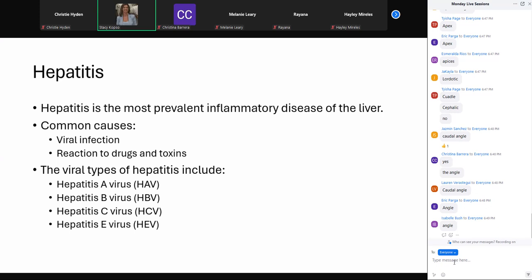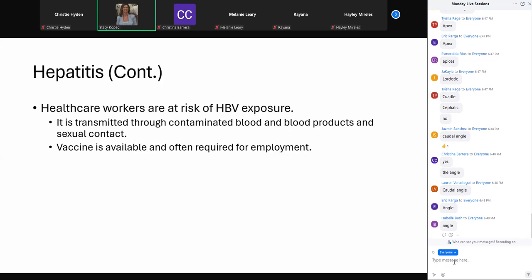Hepatitis, the most prevalent inflammatory disease of the liver. Common causes, viral infection or reaction to drugs and toxins. You've got your 4 different hepatitis viruses. And then, of course, healthcare workers are at risk from contaminated blood and blood products. That's why there is a vaccine usually available for employment at the hospitals.